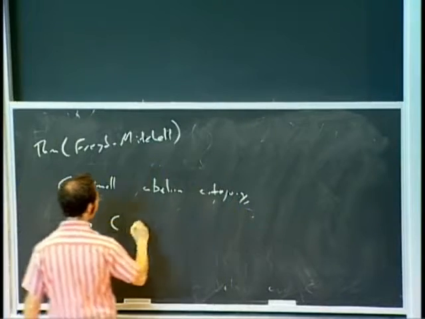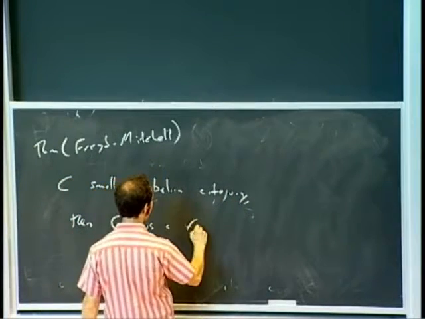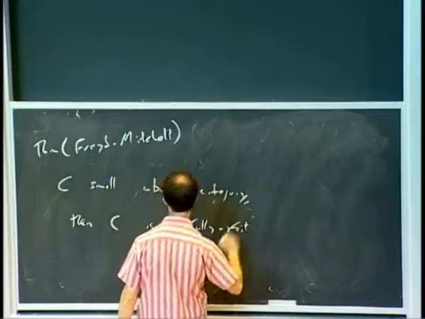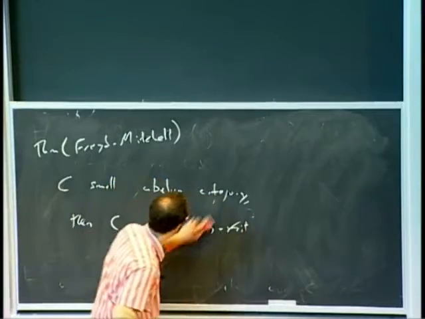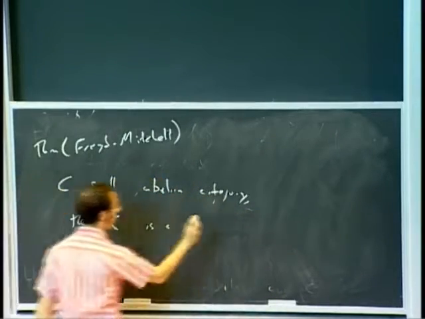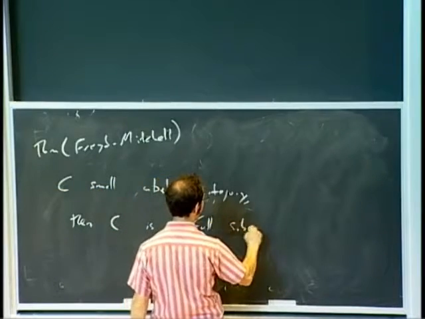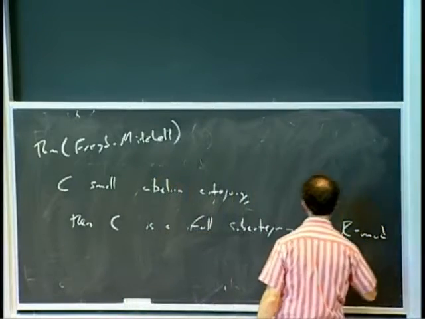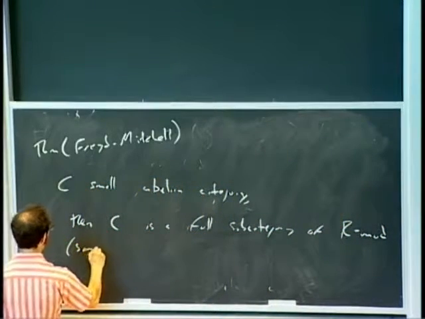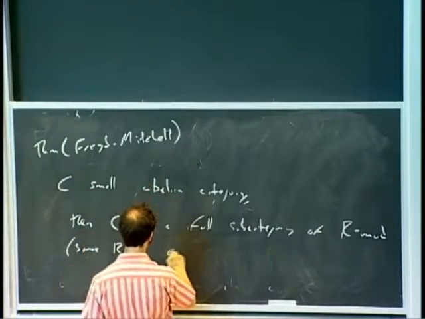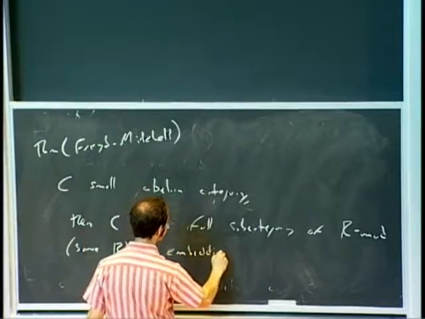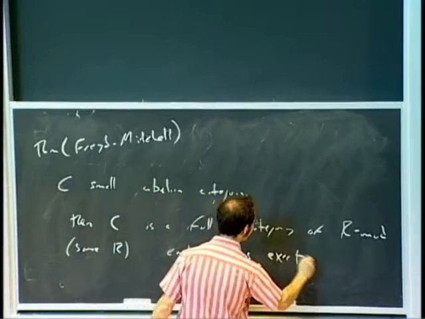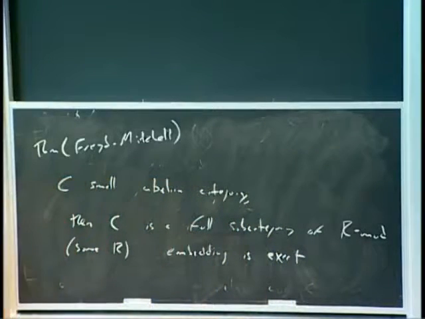Then C is a full subcategory of R-mod for some R, and the embedding is exact. And what does exact mean? Exact means it preserves kernels and cokernels. Okay? The embedding is an exact functor.